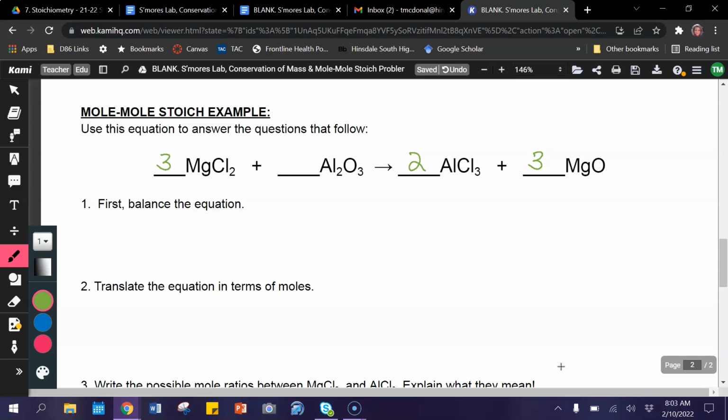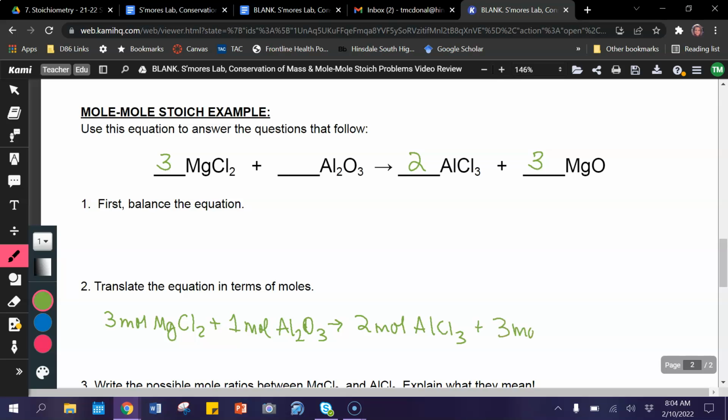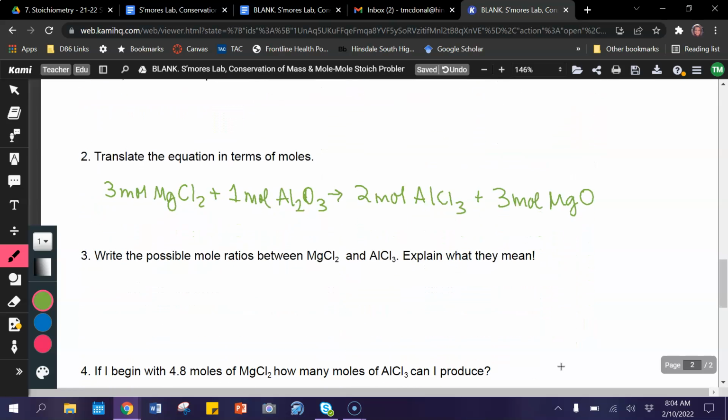So the next thing that we need to do is translate our equation in terms of moles. What this means is that 3 moles of magnesium chloride plus 1 mole of aluminum oxide yields 2 moles of aluminum chloride and 3 moles of magnesium oxide. Next, we're supposed to write the possible mole ratios between magnesium chloride and aluminum chloride. And we need to explain what they mean.